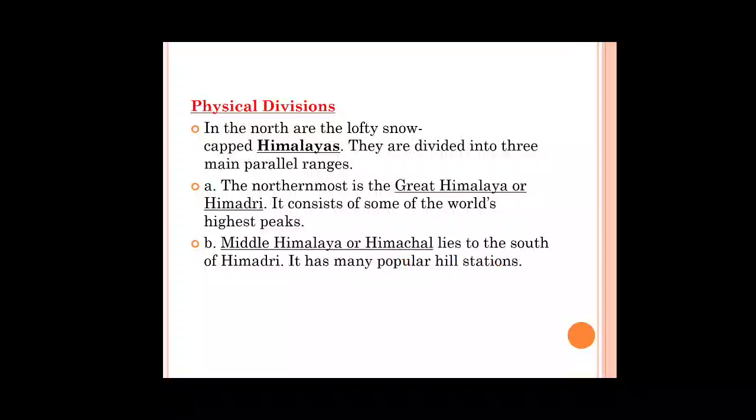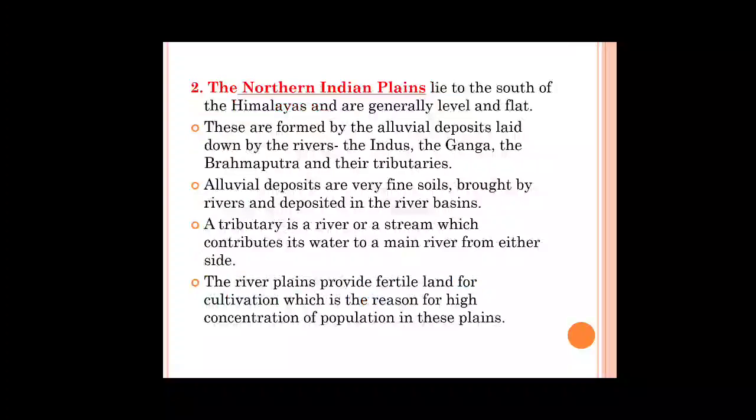The northern Indian plains lie to the south of the Himalayas. They are generally level and flat. These are formed by the alluvial deposits laid down by the rivers Indus, Ganga, Brahmaputra and their tributaries. These river plains provide fertile land for cultivation, for doing farming. That is the reason for high concentration of population in these plains. In the western part of India lies the Great Indian Desert. It is a dry, hot and sandy stretch of land. It has very little vegetation.